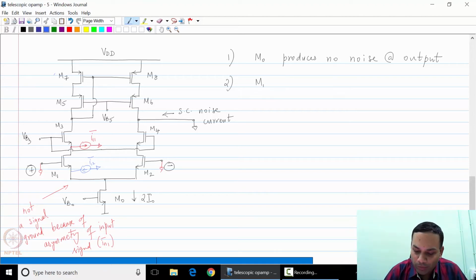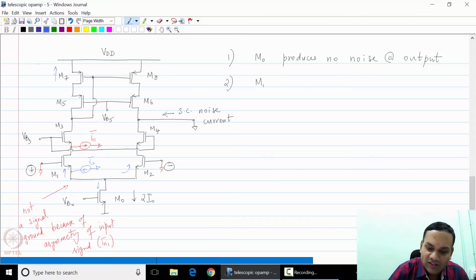If you look at I12, it sees the impedance of M0 looking downwards, which is extremely large, and the impedance looking up into the source of M1, which is of the order of 1 over GM1, and on the other side, which is 1 over GM2. So these are the 3 paths that the current sees, and it turns out that the current I12 will split equally between M1 and M2. These 2 paths are of course symmetric now.